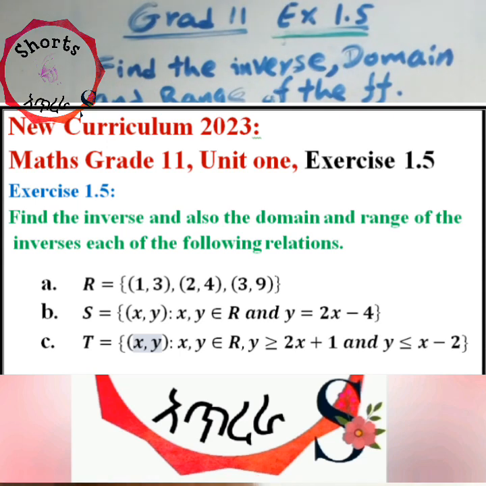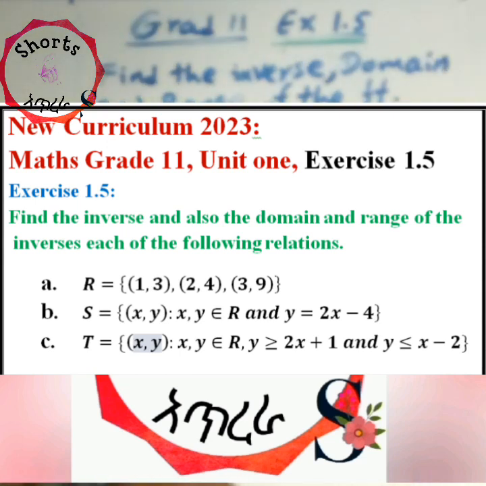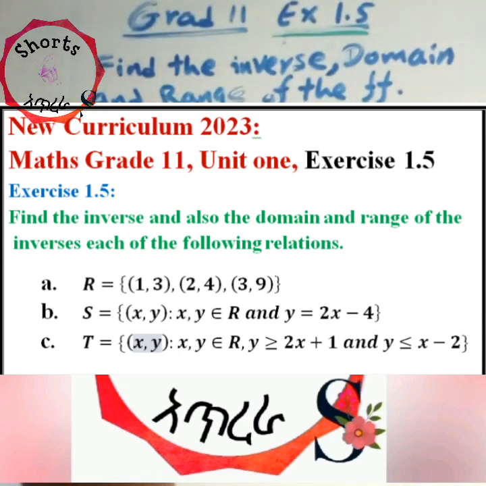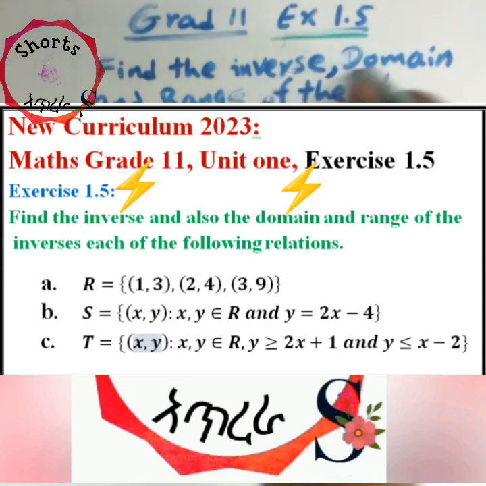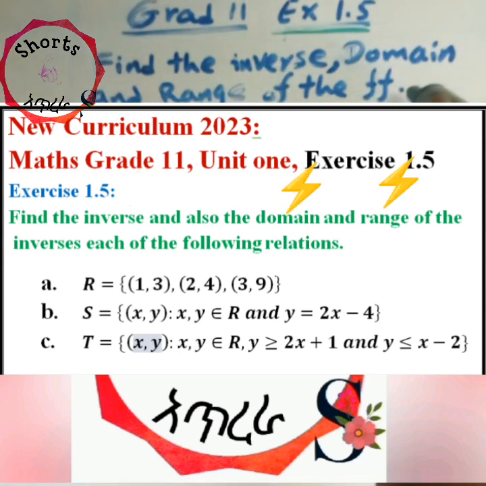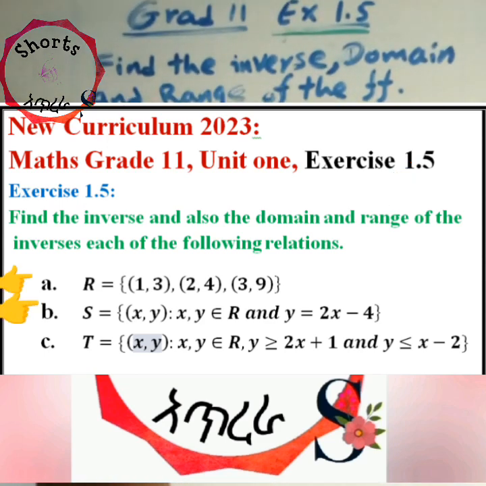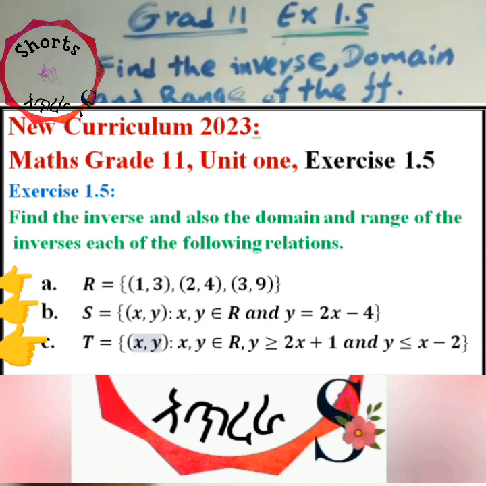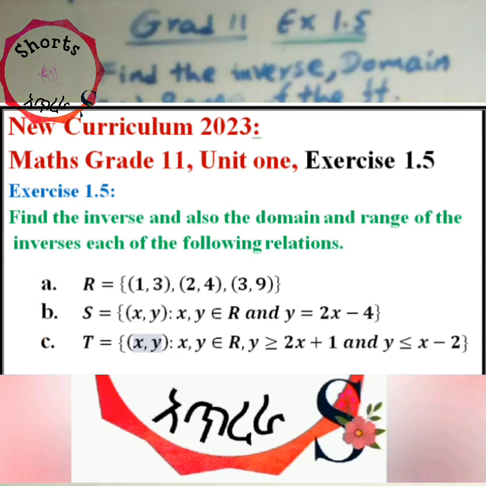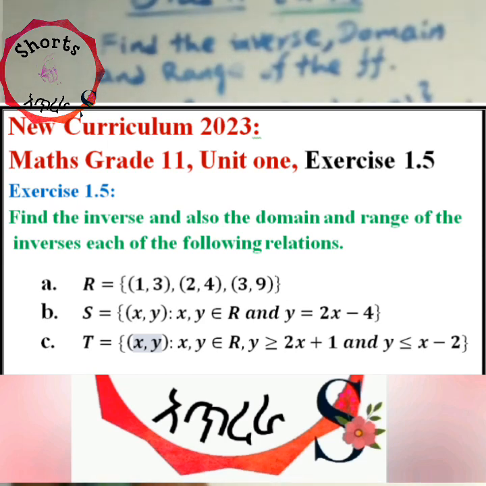In this question, we are asked to find the inverse, domain and range of the following relations. The relations given are relation A, B, and C. Let's start the solution from A.